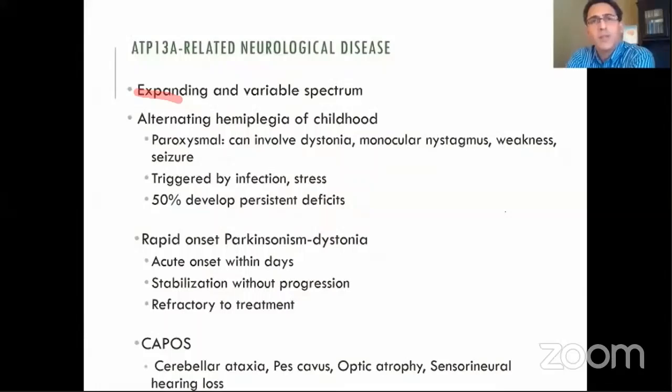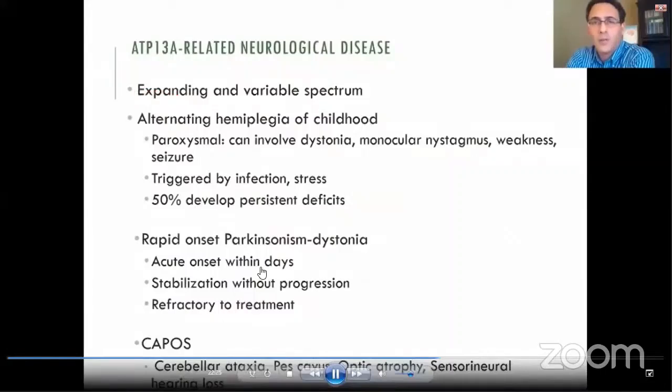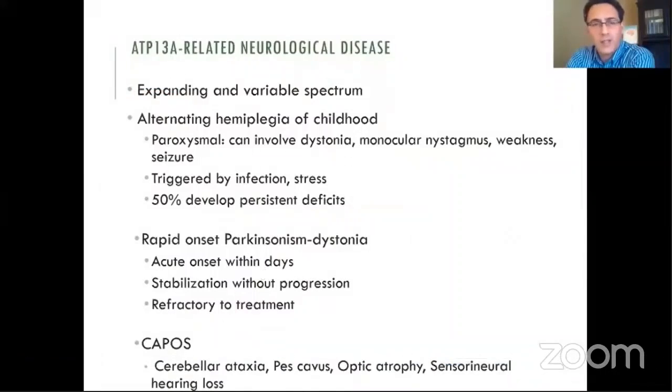Another entity that can present with paroxysmal disorders in childhood and important to be aware of is ATP1A3 related neurological disease. This is an entity that has become more and more characterized in the past few years with expanding and variable spectrum. Alternating hemiplegia of childhood is part of a spectrum of this condition. These are paroxysmal events that, in addition to weakness, often involve dystonia. They can have a very characteristic monocular nystagmus involving only one eye on a paroxysmal basis, and also sometimes seizures, and can be triggered by infection or stress. Up to 50% can develop persistent deficits.